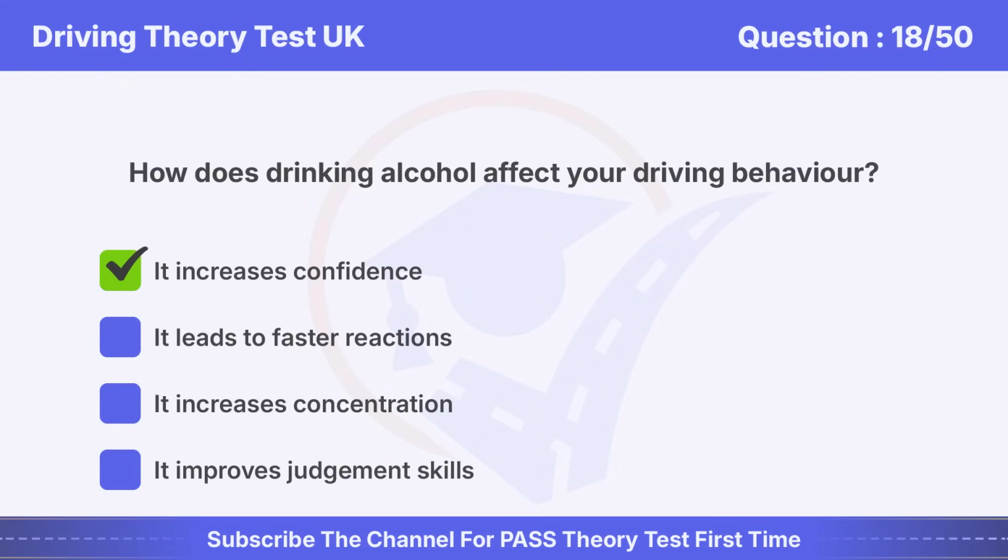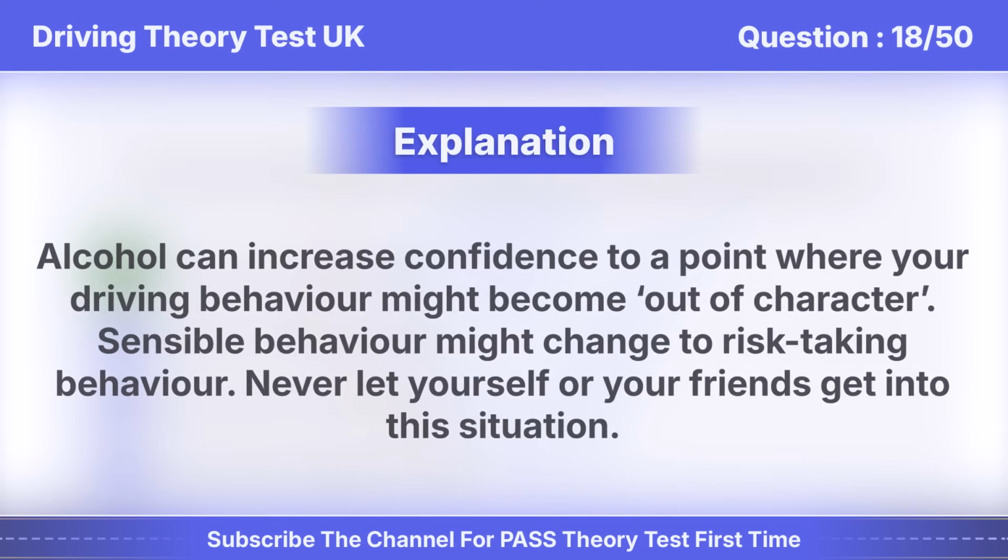Answer is A. It increases confidence. Alcohol can increase confidence to a point where your driving behavior might become out of character. Sensible behavior might change to risk-taking behavior. Never let yourself or your friends get into this situation.